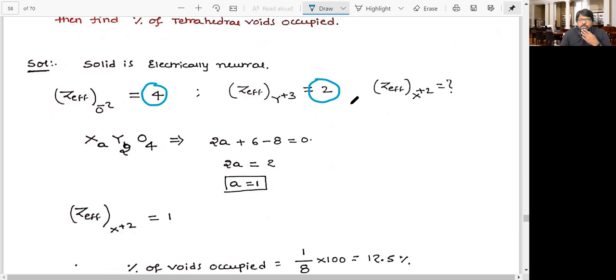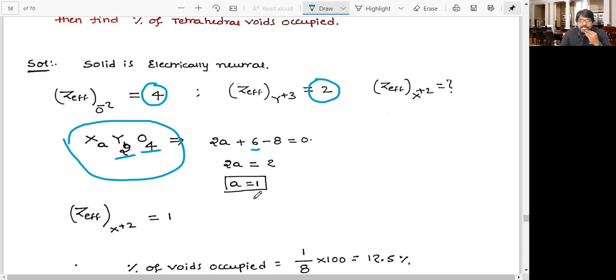So X plus 2 ions, how many? I don't know. I'm writing some value A. Y plus 3 ions are 2. O minus 2 ions are 4. And the solid is electrically neutral. You just take the oxidation state. So X is plus 2, so 2A, plus Y is plus 3, 3 into 2, 6. Oxygen minus 2, 4 into minus 2. So the A value I got is 1.